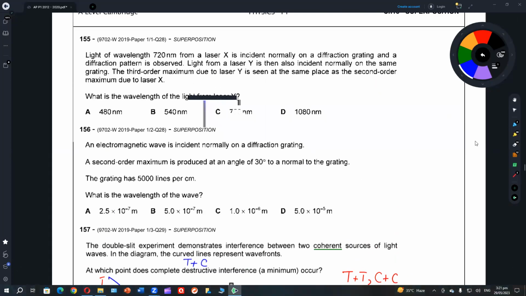An electromagnetic wave is incident normally on a diffraction grating. A second order maximum is produced at an angle of 30 to the normal to the grating. The grating has 500 lines per centimeter. What is the wavelength? So it will be 5,000 into 100. The d.